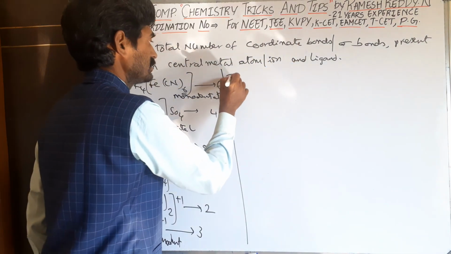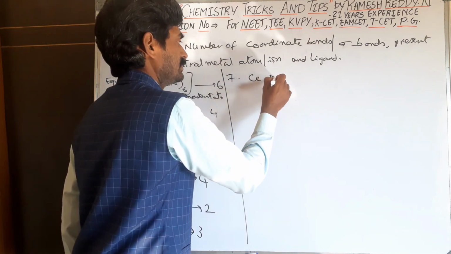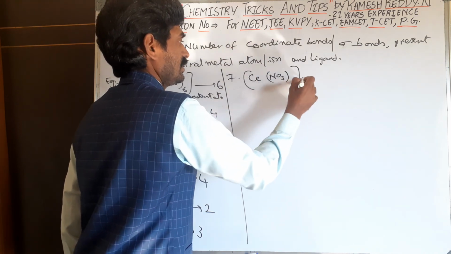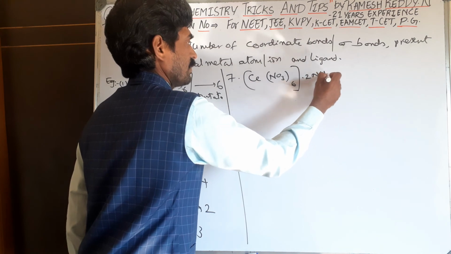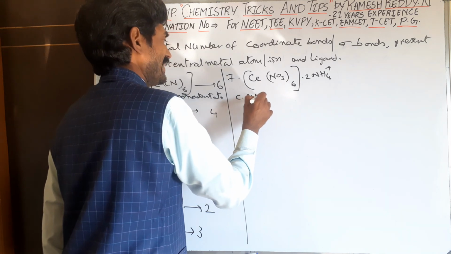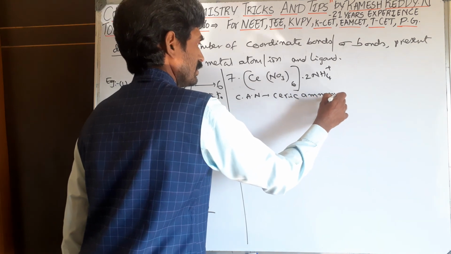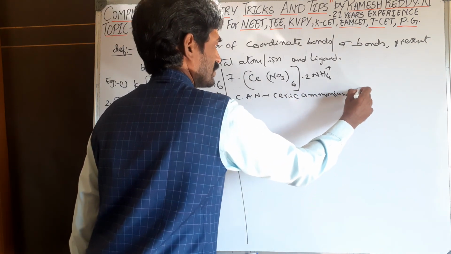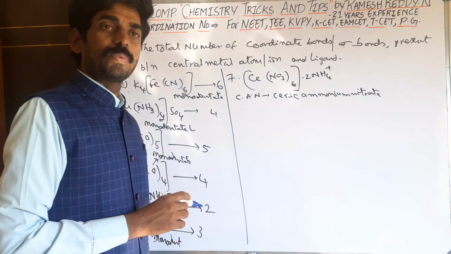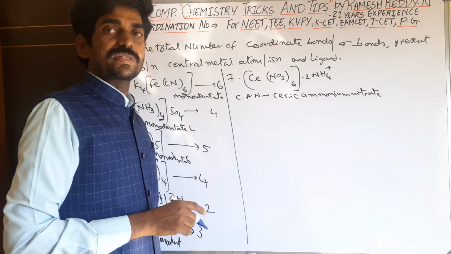Another example, take here ceric ammonium nitrate, cerium, NO3 taken 6 and 2 NH4 plus, the ammonium ion. So this is ceric ammonium nitrate. The ceric ammonium nitrate is a complex compound. Generally, you came to know this is used as an agent in organic chemistry, right?